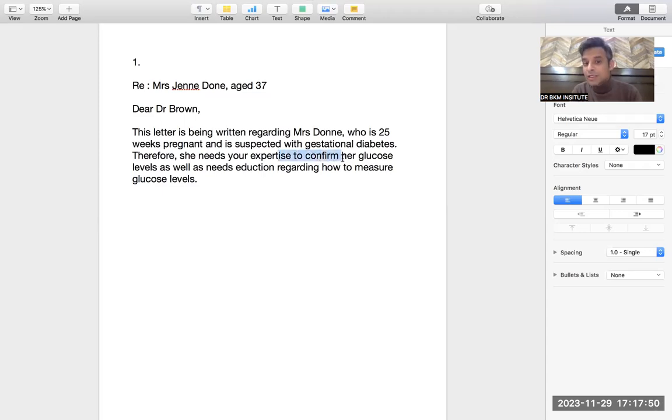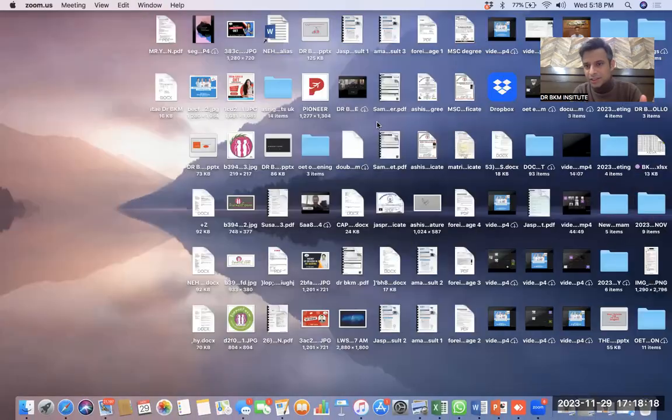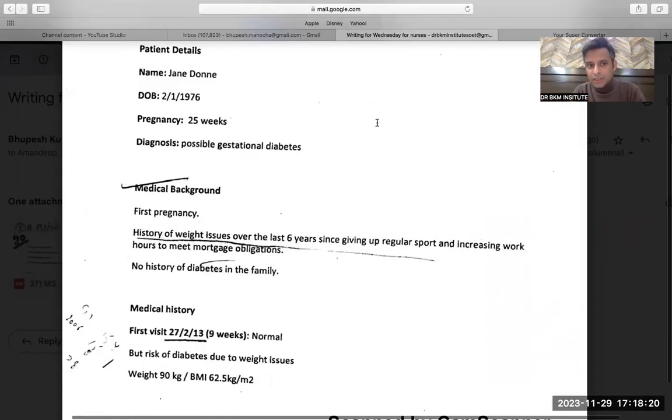Therefore, she needs your expertise to confirm. And then you write, as well as she needs education, sorry, she needs education regarding how to measure glucose levels. That's it. Complete. Now with this letter, it is 99% that you will pass. Don't make any grammatical mistakes. Don't write everything. You will automatically pass with 350 marks. Don't write anything extra. The simpler you write, the more marks you will get.